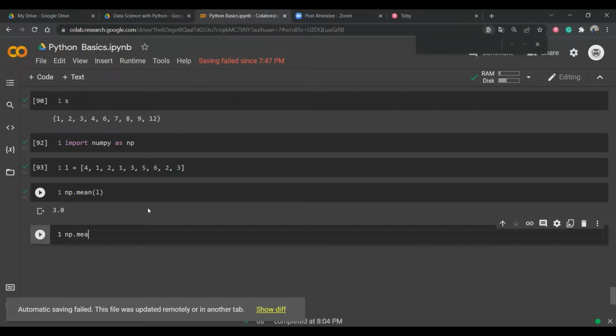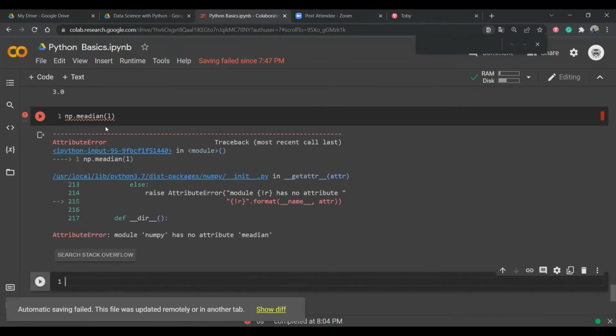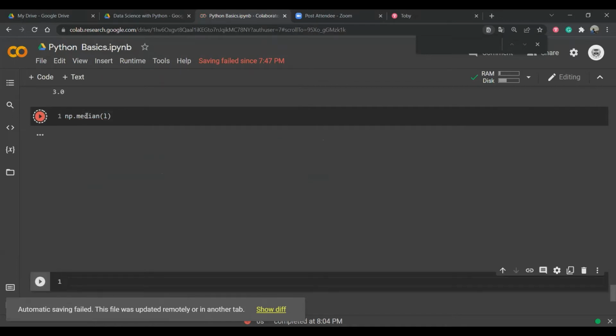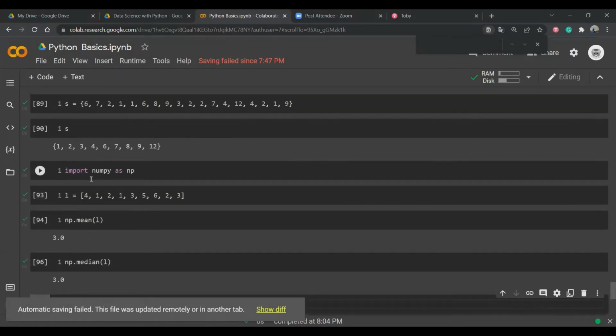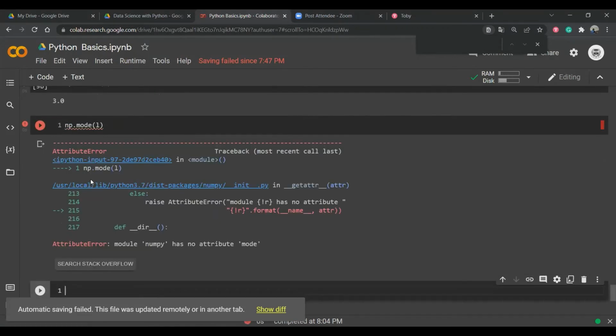Now the median of the data set. How many elements are there, guys? You can even try to calculate the median here. So np.median, and the median is also 3. Now if I want to check the mode, Numpy has no attribute mode, fine, no issue.